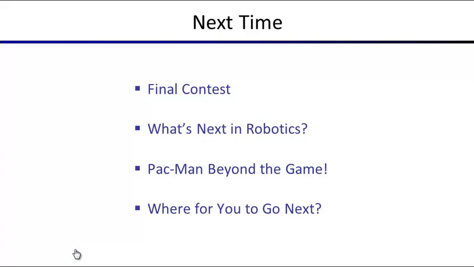Okay, what's left for us? Next time, we're going to look at the final contest results. We're going to look at a very subjective view in terms of what's next in robotics. Take it with a grain of salt, but I think it's fun to get a subjective view sometimes. Then we'll look at Pac-Man beyond the computer game. You'll see what that is. And then we'll see where you can go next at Berkeley in terms of taking classes in artificial intelligence. All right, see you on Thursday.